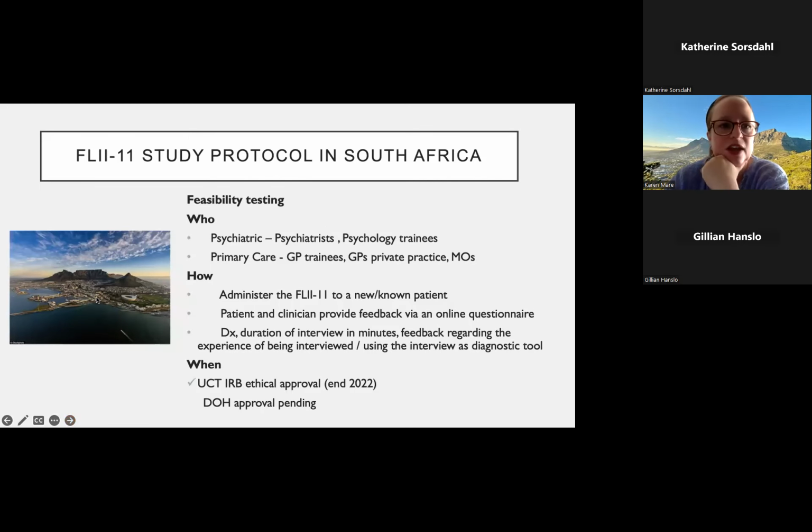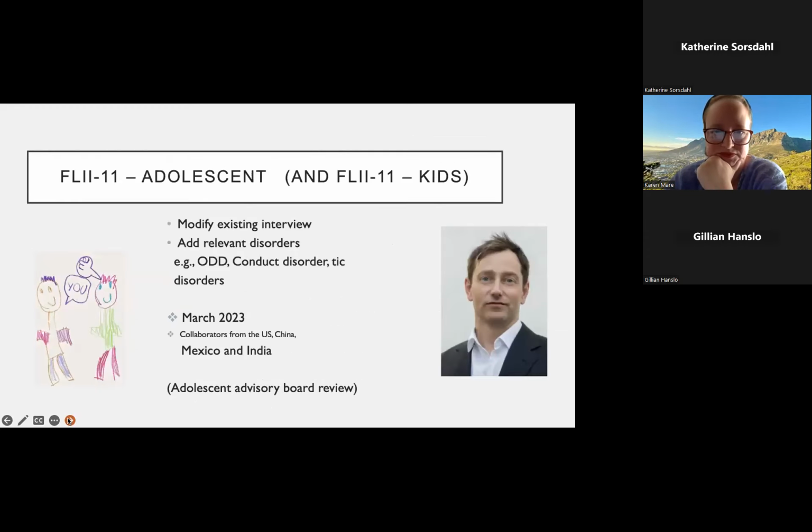And so in the meantime, all of these things have been written, but like the SKY-11, they've not been tested. So in the meantime, we are testing the feasibility in much the same way as we're testing the SKY-11. We're testing the feasibility in South Africa with psychiatrists, psychologists, GPs, MOs, where they use the FLY-11. We want to know from the clinician, but we also want to know from the patient, how understandable and useful is this interview. And we are just awaiting Department of Health approval. Then we will get going.